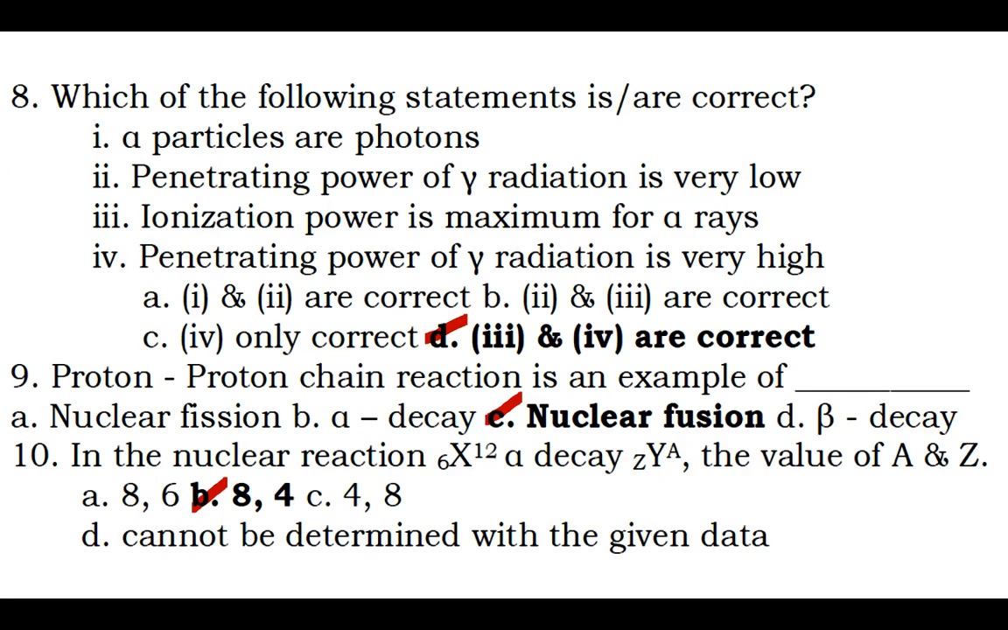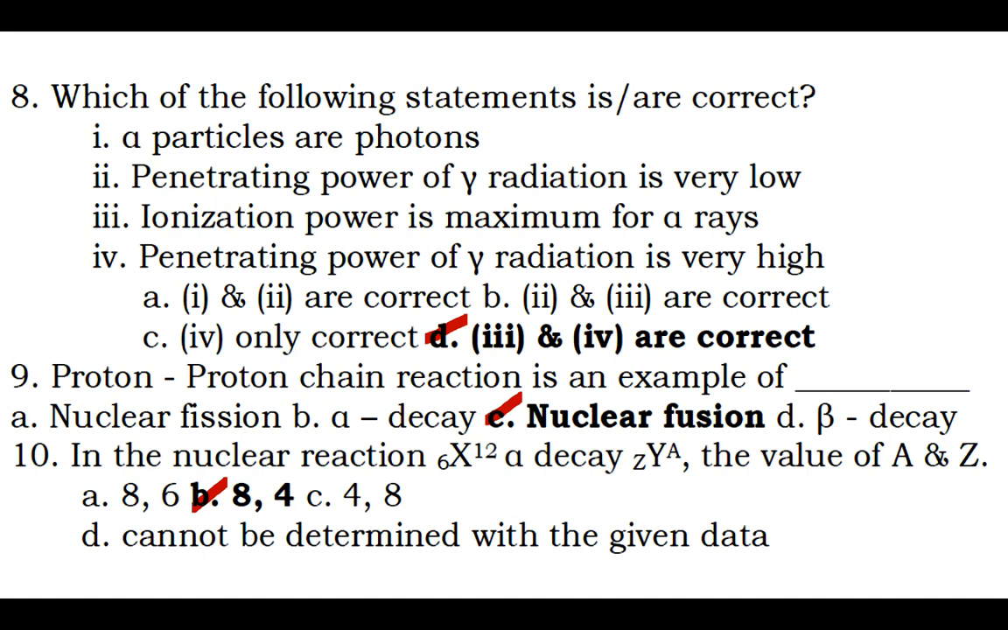Question number 8. Which of the following statements is more correct? So option D, that is third and fourth are correct, that is ionization power is maximum for alpha rays, penetrating power of gamma radiation is very high. Question number 9. Proton-proton chain reaction is an example of option C, that is nuclear fission.